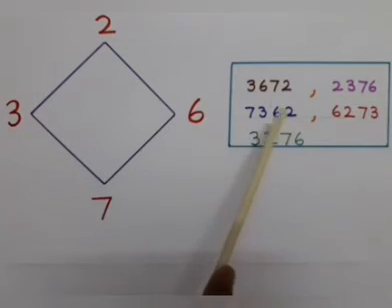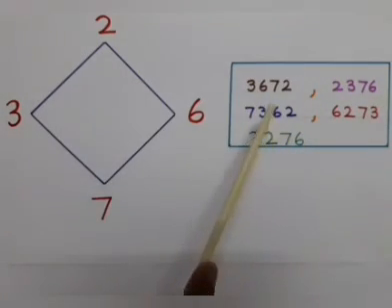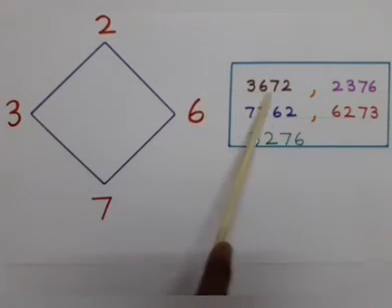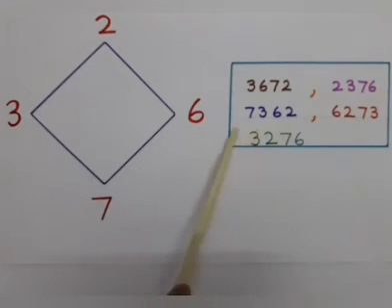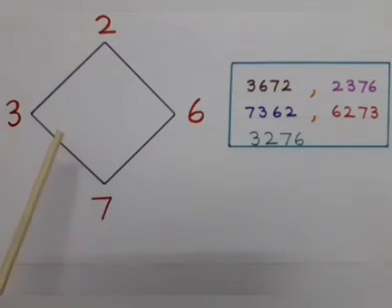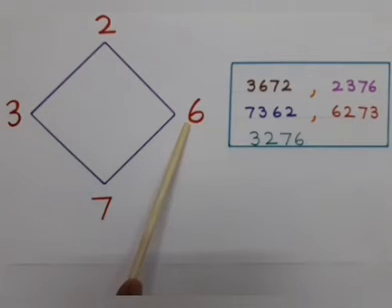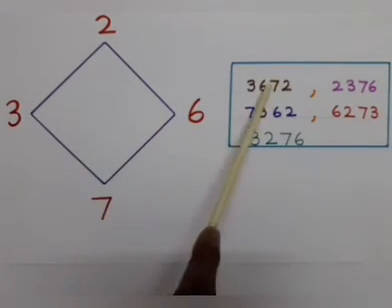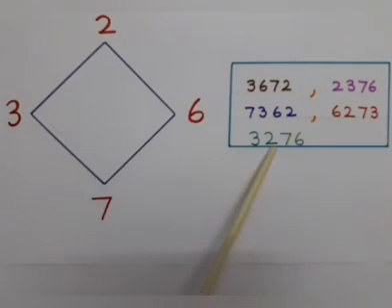3,276. So children, I have written only 5 numbers which are of 4 digits. This is your first number, second, third, fourth and fifth. But children, you can form many more numbers using these 4 numbers. Okay, so you can form many more 4-digit numbers. I have written only 5 examples for you.